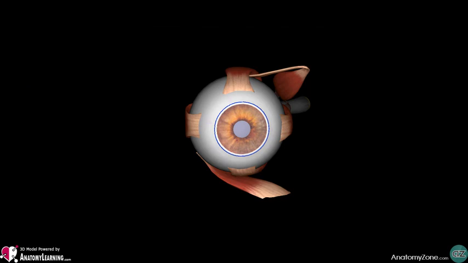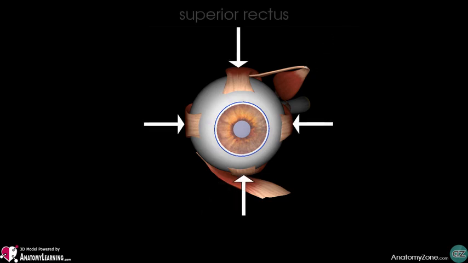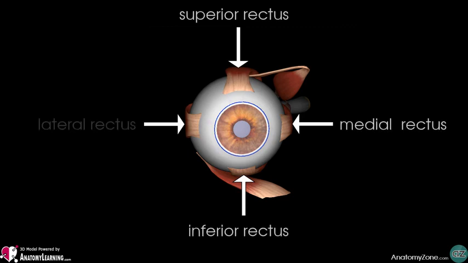Let's take a look now at the muscles involved in eye movement. There are 6 muscles involved in the control of the eyeball itself. They can be divided into 2 groups. You've got the 4 recti muscles and the 2 oblique muscles. Let's start first with the recti muscles. There are 4 recti muscles: the superior rectus, inferior rectus, medial rectus, and lateral rectus.